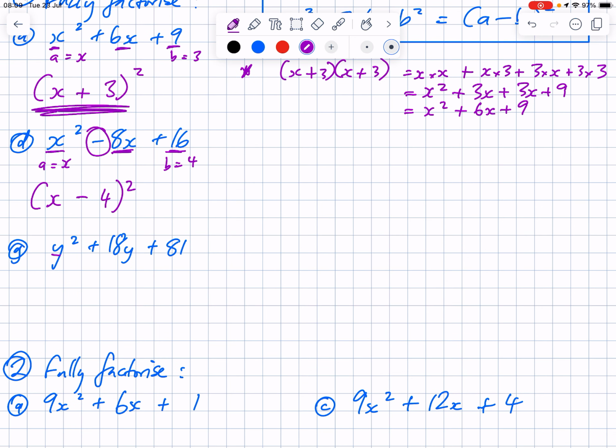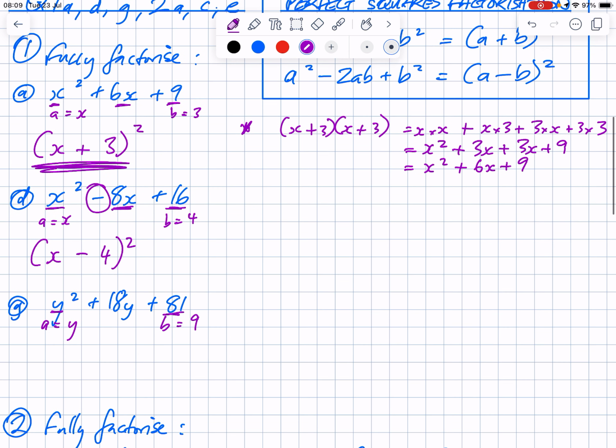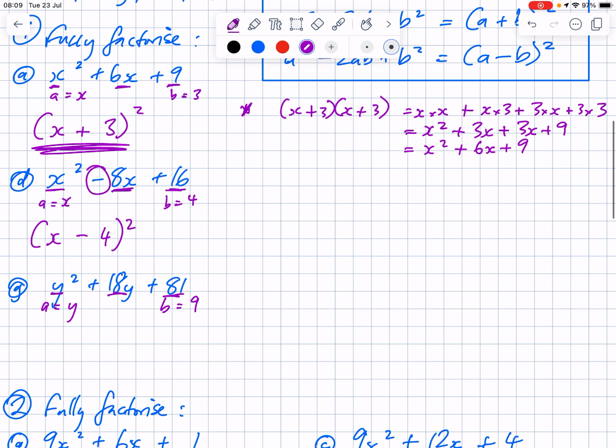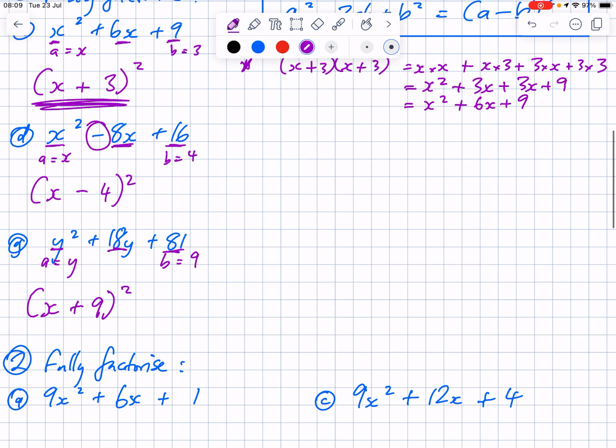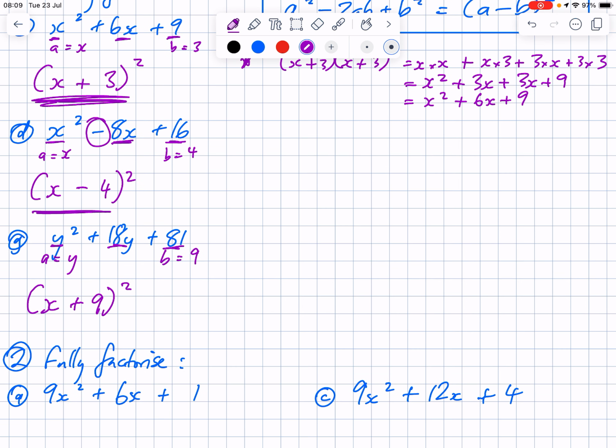Next one, is y squared a square number? Yes, it is. Y times itself. Is 81 a square number? Yes, it is. 9 times itself. Last term, 2 times A is 2y. Times 9 is 18y, so it's a perfect squares situation, so it's x plus 9 all squared. These are the answers here.